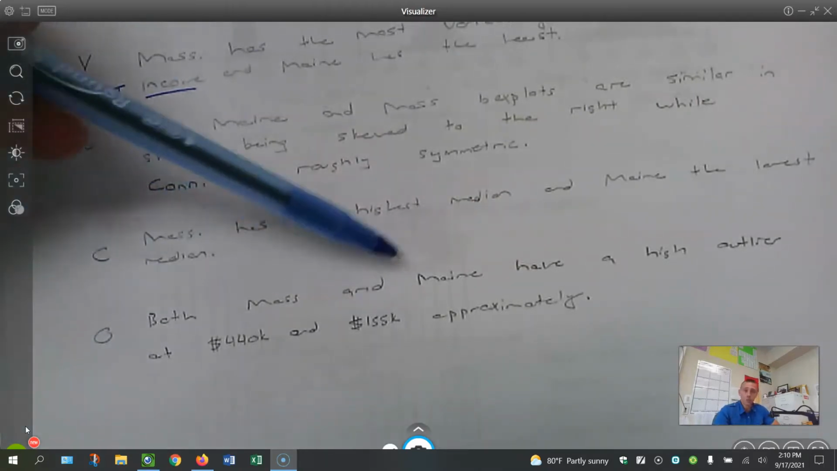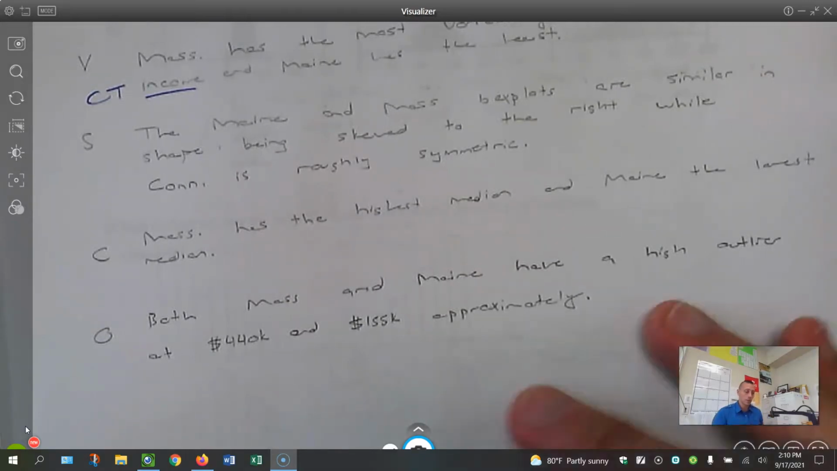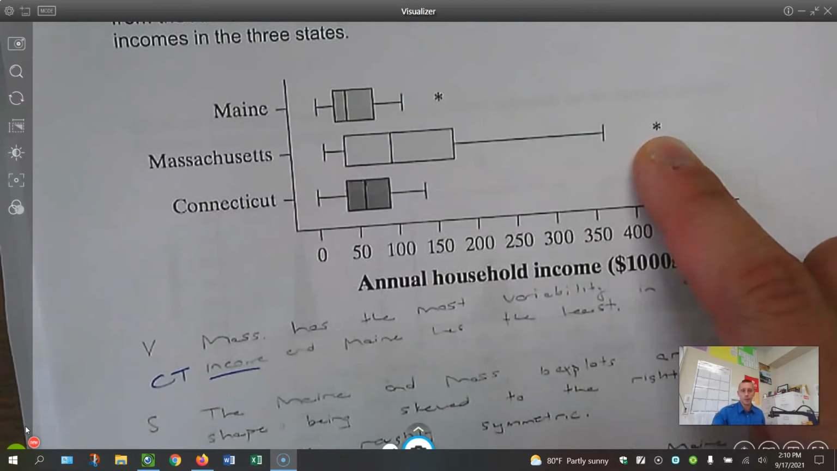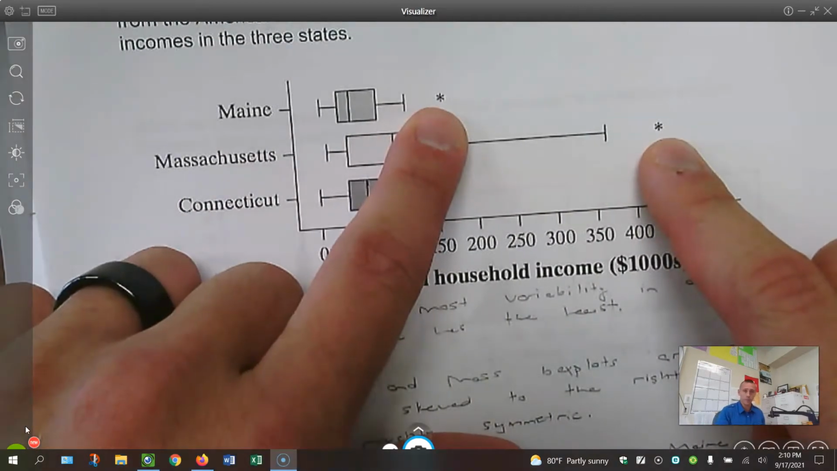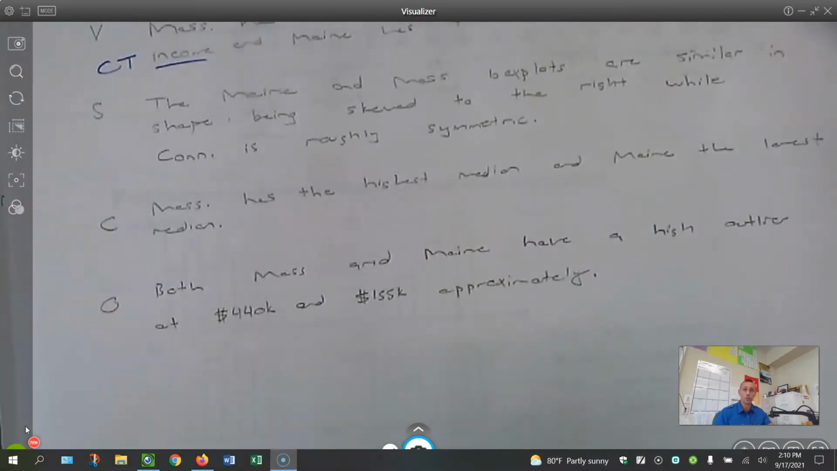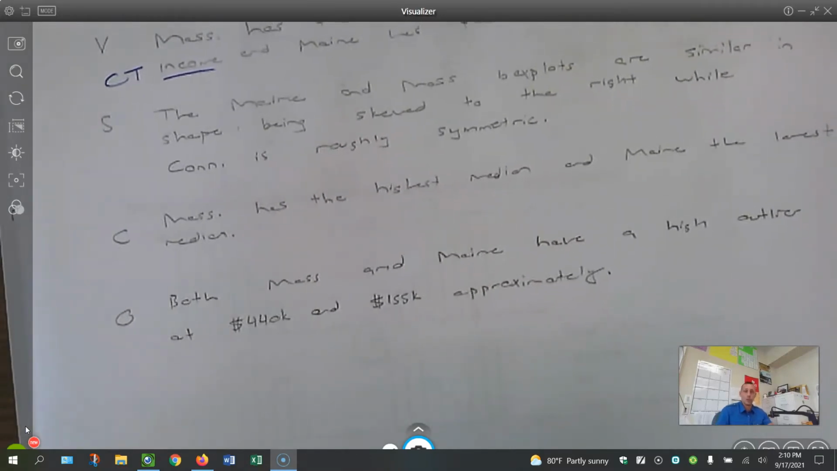Outliers: both Massachusetts and Maine have a high outlier. Now, I'm not going to say possible anymore. I'm not going to say potential. These are outliers. When you see them on box plots, they've calculated the fences to see if they're outliers. And remember, for outliers, you don't need a comparative word. You're just going to list if there are outliers. And you do not need to say that Connecticut has none.